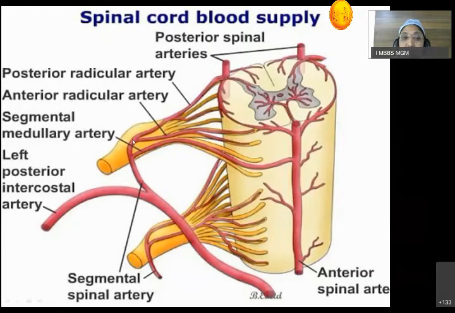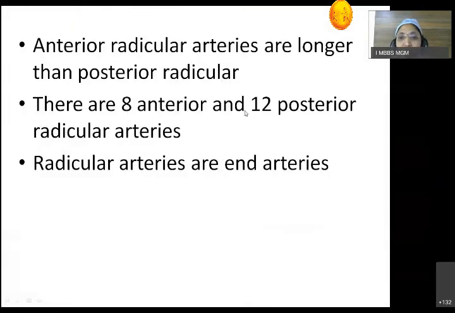Now here you can see the anterior radicular arteries are longer than the posterior radicular arteries. Why? Because the anterior radicular arteries have to reach the anterior median fissure where the anterior spinal artery lodges, whereas the posterior radicular artery has to reach only up to the posterior lateral sulcus. Hence, posterior radicular arteries are smaller than the anterior radicular arteries. And that's why the number of posterior radicular arteries is more. Posterior radicular arteries are 12 in number, whereas anterior radicular arteries are 8 in number.